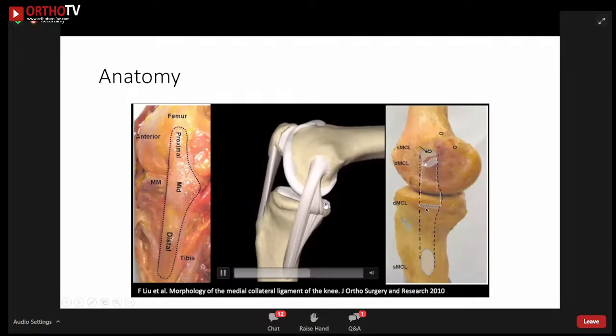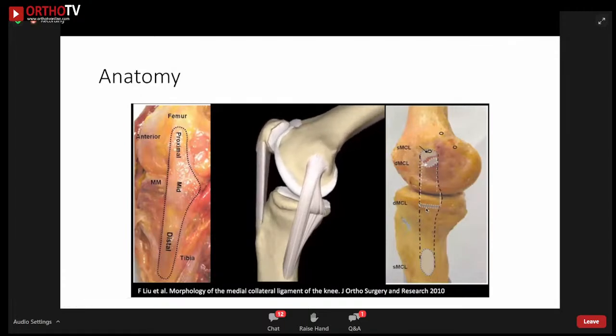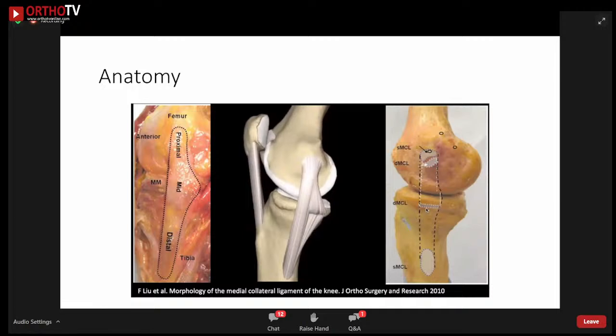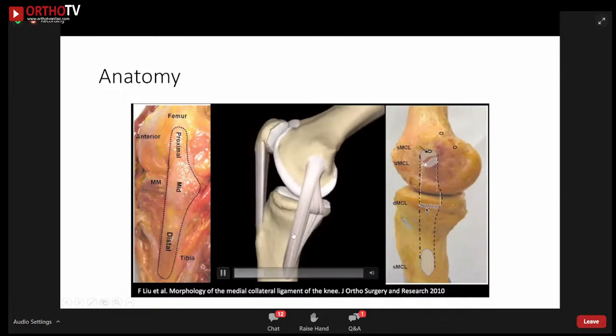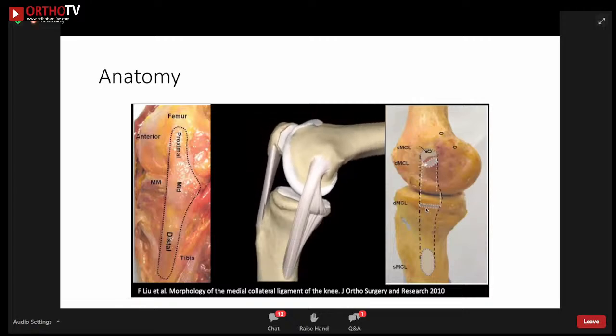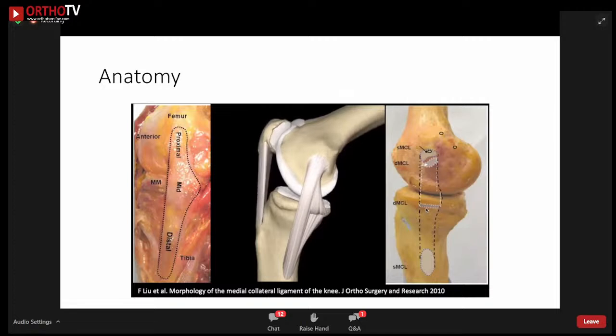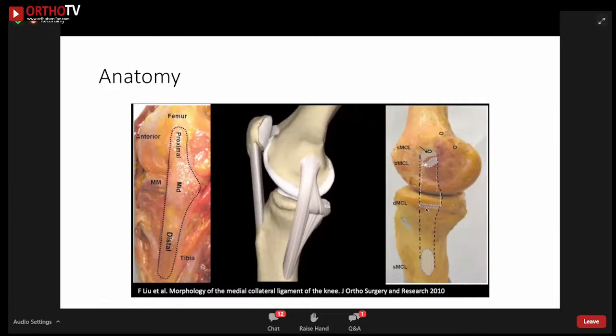Now, the MCL is very, very important. The MCL is a dynamic structure. As you remember from this animation, every time the knee goes into flexion, the anterior portion of the MCL becomes taut, and every time it goes into extension, the posterior portion of the MCL becomes taut.